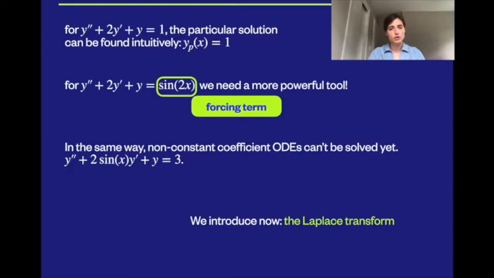But if we have something more complicated at the right-hand side, for example, the sine of 2x, that is called a forcing term, then we need some more powerful tools. In the same way as non-homogeneous problems are usually not possible to be solved yet, non-constant coefficients ODEs are not solved yet. With the tools that we have, we're not able to do that. For this reason, we will introduce now the Laplace transform. It's going to take a little bit before it's clear why the Laplace transform can help us for solving ODEs. So bear with me.